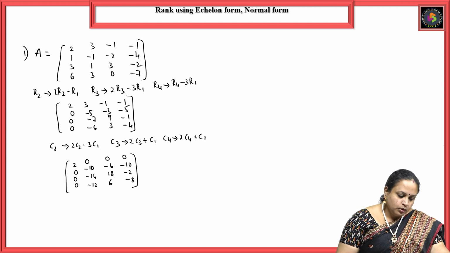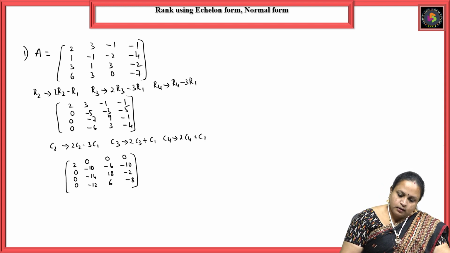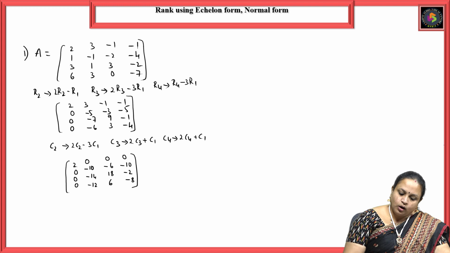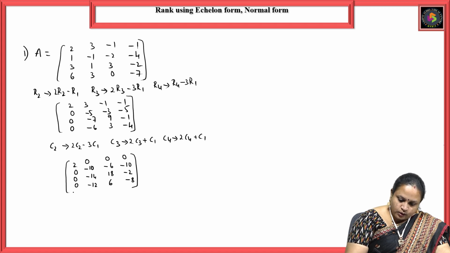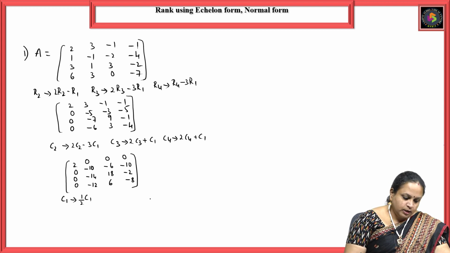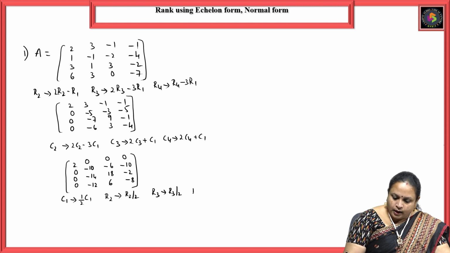Okay. Now, you can see in the second column, the third column and the fourth column, we can divide them with 2 and then write. So, let us divide them with 2. We can use row operations also. C1 implies 1 by 2 C1. Now you can use row operations also. R2 implies R2 by 2. R3 implies R3 by 2 and R4 implies R4 by 2.